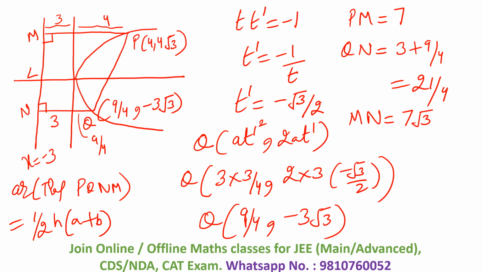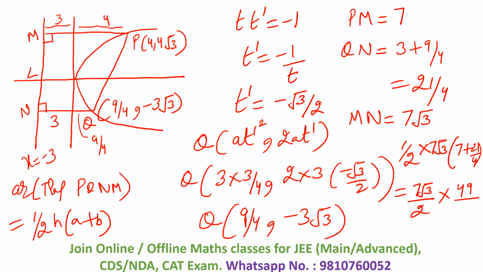Now let us find the area. It becomes 1 upon 2 into 7 root 3 into 7 plus 21 upon 4. So it becomes 7 root 3 by 2 into, just do the calculations, it becomes 49 by 4. And finally, this is 343 into root 3 divided upon 8. So that means option B is the correct one. Now students, we move further.